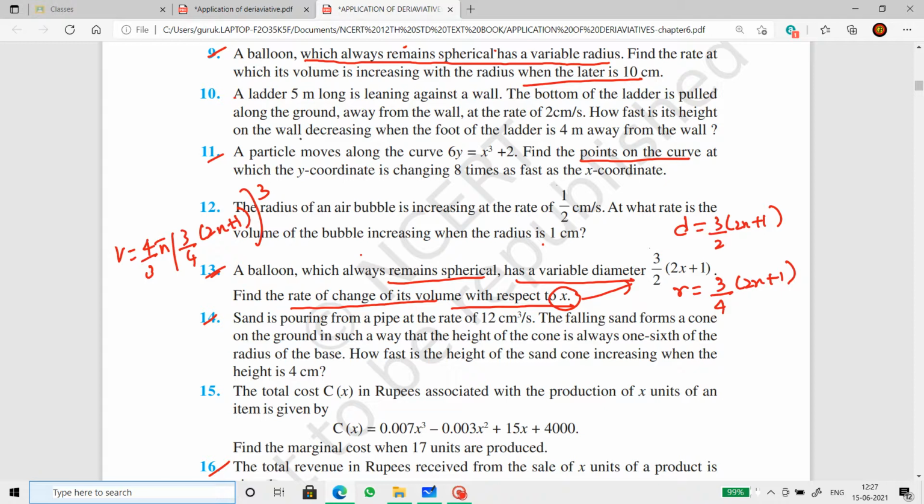Volume of a sphere changes with respect to x. X is an expression in which the diameter is expressed. So using diameter, we're getting the radius and then we are substituting. Now we have the volume in terms of x. So let's differentiate volume with respect to x. Before that, you can do a limited amount of simplification. V equals 4 by 3 pi into 3 cube by 4 cube into (2x plus 1) the whole cube. Try to simplify this and then differentiate, get dV by dx. You get the answer.